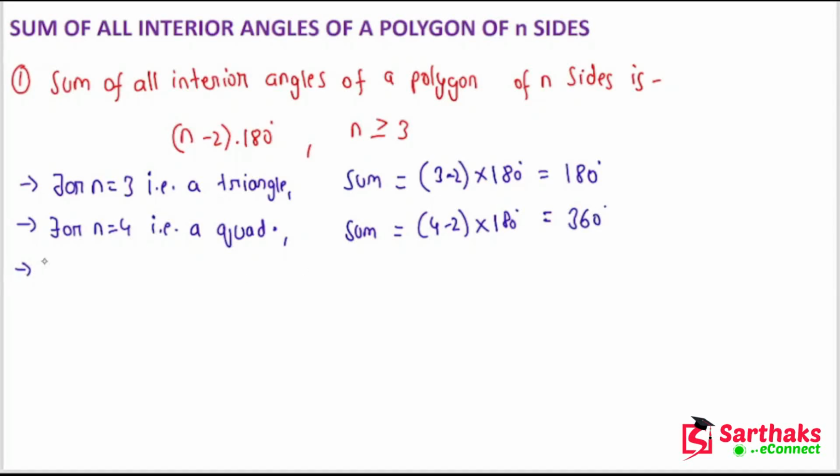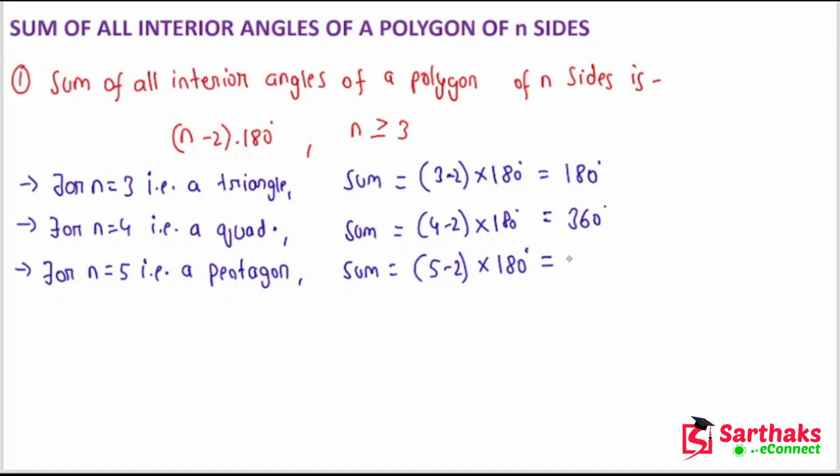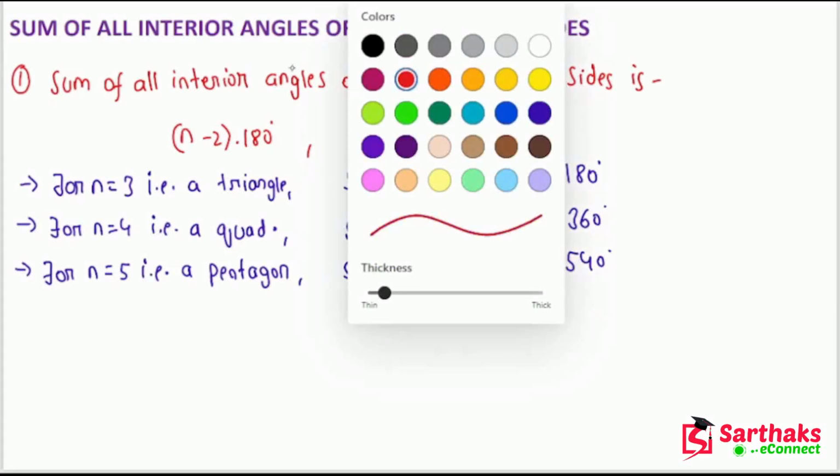Now out of curiosity, let us find out for n equals to 5, that is a pentagon. For a pentagon, let us see what is the sum of all interior angles. The sum would come out to be (5 minus 2), because we put n equals to 5 here, into 180 degree. So it will be 180 into 3, which is 540 degree. So the sum of all interior angles of a pentagon would be 540 degree. Similarly, you can find out for hexagon, heptagon, octagon. Okay, you can give n any value greater than or equal to 3, and you will find the angle sum property for that particular polygon.